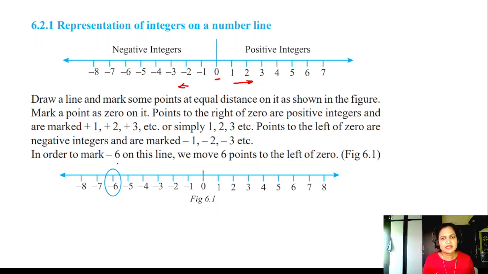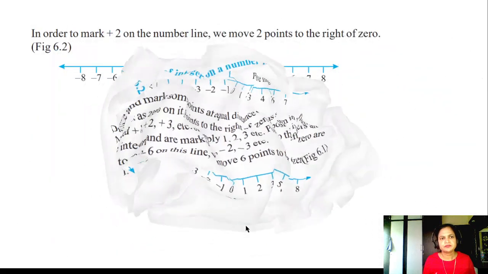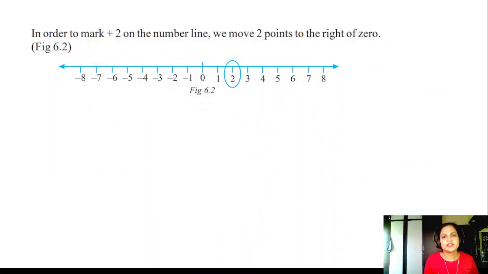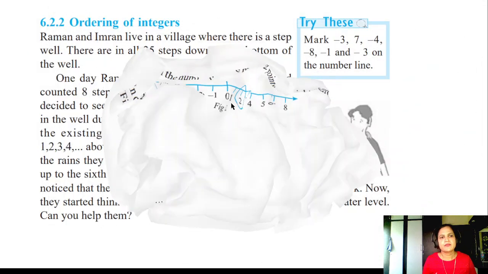In order to mark minus 6, how do you mark minus 6 on this? Here is the minus 6. You mark this. Already marked here. In order to mark plus 2, from 0, 1, 2, this is plus 2.